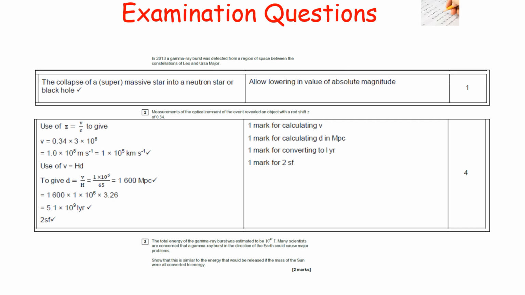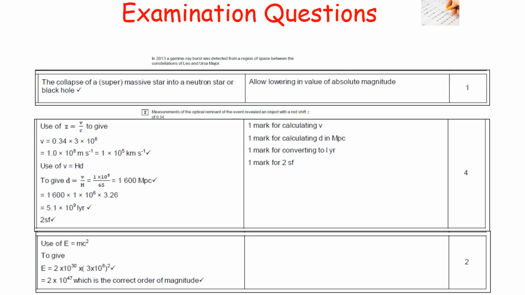Now, in the last question, we're working out the energy released if the mass of the Sun was all converted to energy. So you do E equals mc squared, our equation that links energy and mass. So we say E equals mc squared, c is 3 times 10 to the 8, m is the mass of the Sun, which is 2 times 10 to the 30, a value which is given to you on your equation sheet. So we get 2 times 10 to the 47, which is on the order of magnitude of 10 to the 47, so it is proven to be the case.